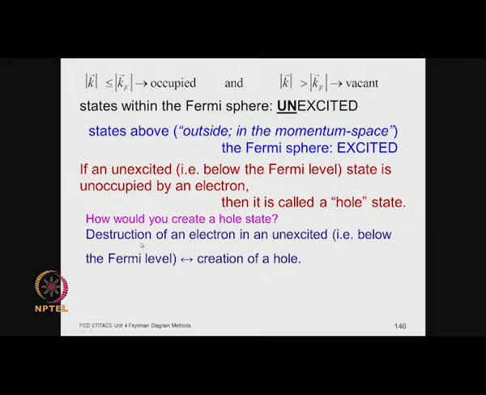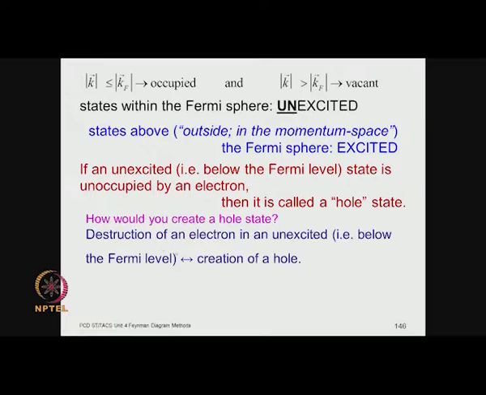You will have to annihilate, so you will need a particle destruction operator there, and when that particle destruction operator operates on a state below the Fermi level, you could create a hole. So, the creation of a hole is effectively the same as destruction of an electron in an unexcited state. Now, if you go back to your picture of the boiling water, you have these cavities below the water level. And how would you destroy this cavity? One of the water molecules from above the Fermi level will go and fill in this cavity.